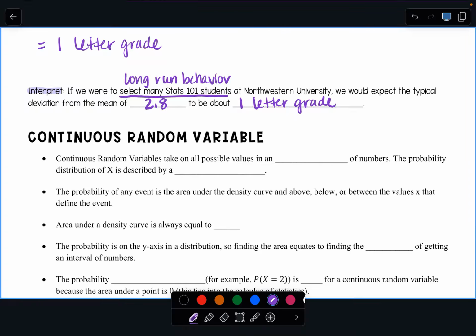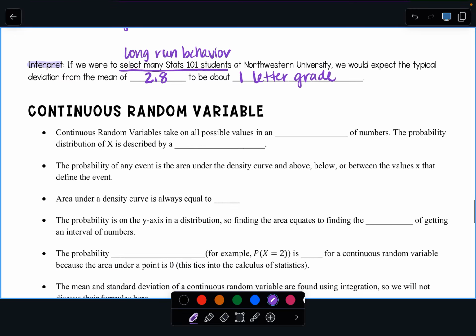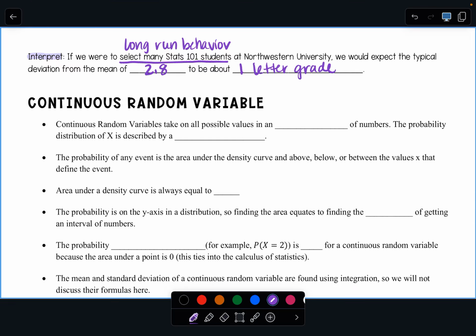Okay, now, the last little bit we're going to fly through because we don't really cover it today, but I do want to at least talk about the continuous random variable. A continuous random variable takes on all possible values in an interval of numbers. The probability distribution of X is described by a density curve. So I want you to think like our normal distribution where we didn't necessarily have specific values that we were finding.